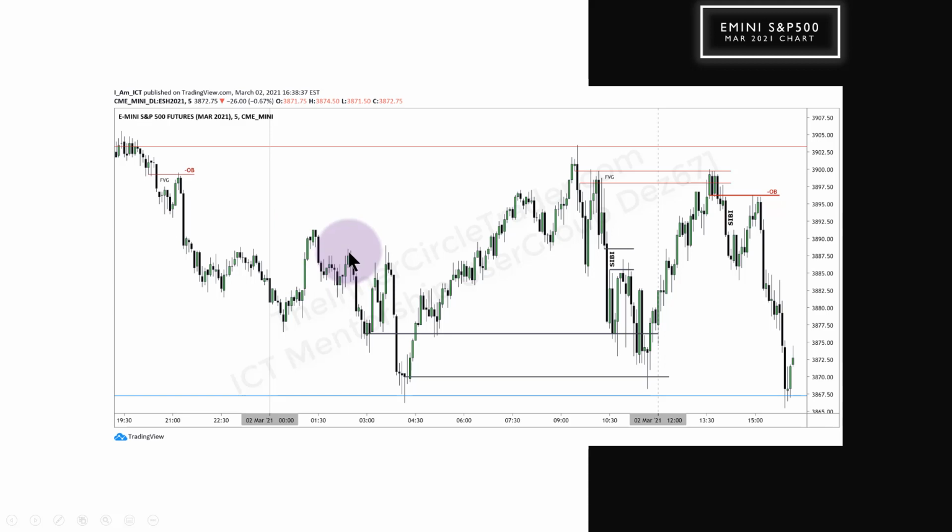Optimal trade entry, sell off. Where are you going to target? Right there. That's enough. Then look what happens. One more time, back up into the fair value gap.